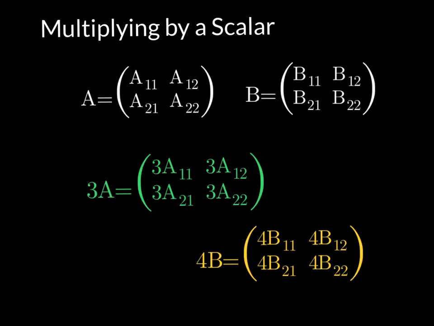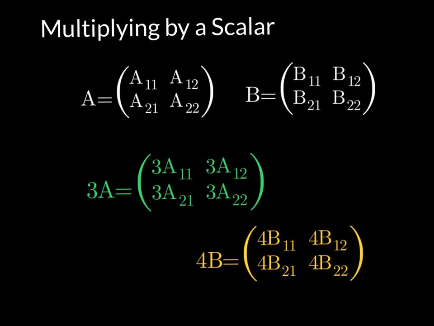There could be times where we have to multiply a matrix by some scalar number. It's actually quite straightforward to do this. We simply multiply each element of that matrix by that scalar. So for example, matrix A here, we want to multiply matrix A to find 3A. So we simply multiply each element in that matrix by 3. Similarly, if we want to find 4B, we multiply the matrix B by 4, and we do that by multiplying each element in matrix B by 4.